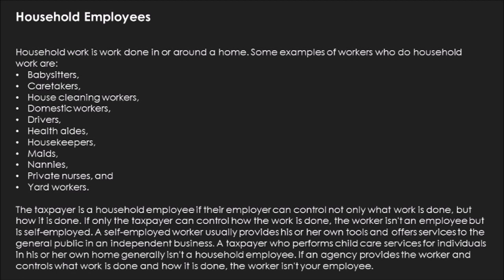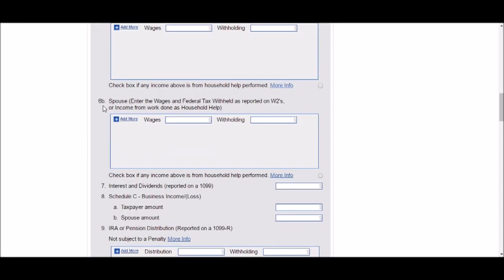Please be sure not to enter an individual's self-employed income. This line is for household help. Although an employer does not have to supply a W-2 if the income is below $1,900, they still have to withhold taxes from the pay, unlike self-employed income. In Box 6b, enter the spouse's W-2 information, the wages and withholding, and also check the box if the income is from household help performed.